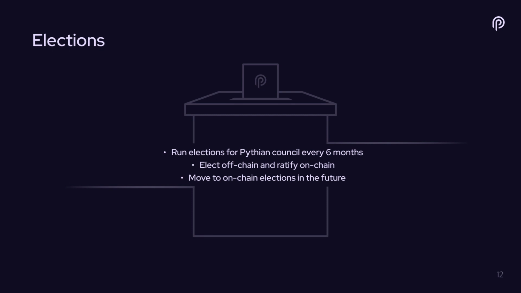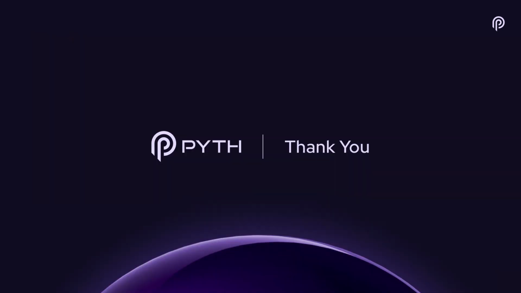Basically, we'll pass a governance proposal that says, here are the members of the Pythian Council, and sets up the multi-sig and all that. And in the future, we could build some sort of on-chain election mechanism. I don't think it's necessary on day one, and I also think it's nice to have the ability to experiment with different processes in a lower stakes environment before we commit to building something in code. So that's my proposal for how we should run Pyth governance.